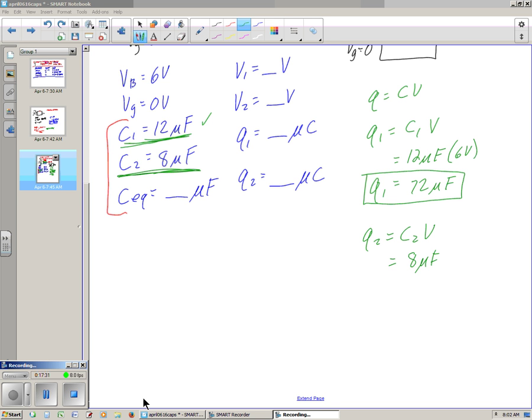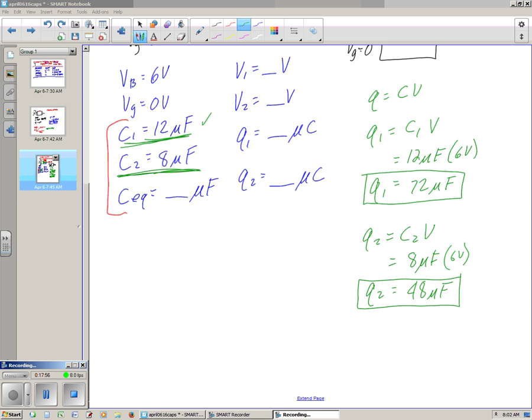So continuing with this problem, we have 8 microfarads times 6 volts because the voltage across each capacitor, as we mentioned earlier, is always in this problem going to be 6. So that would give us 48 microfarads. And because it's smaller, of course, it holds less charge.